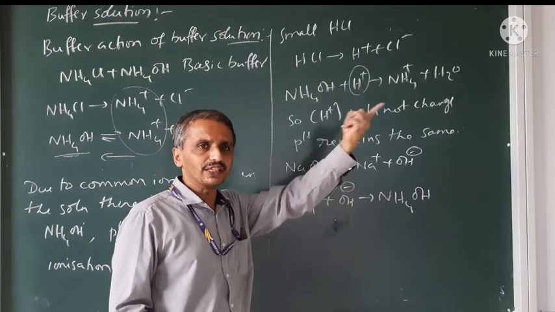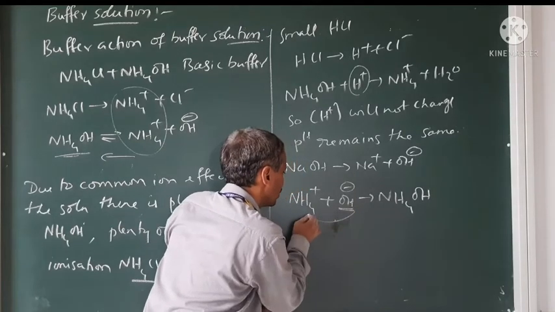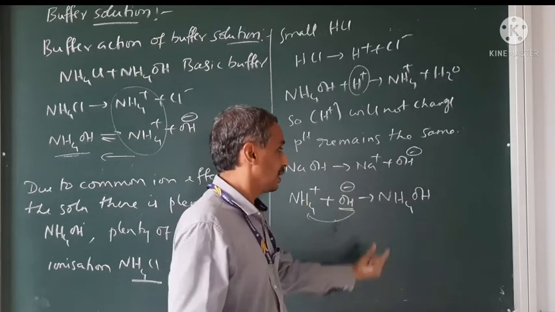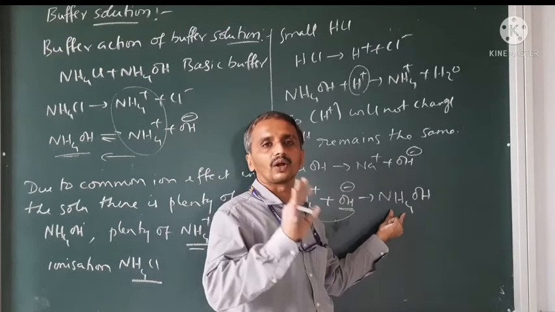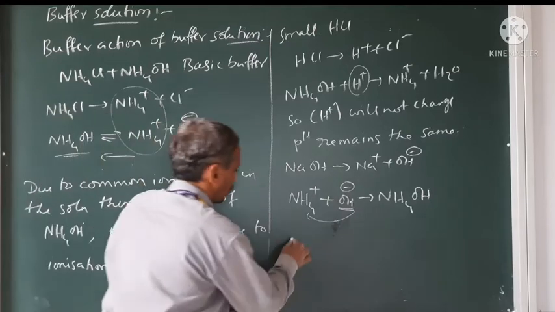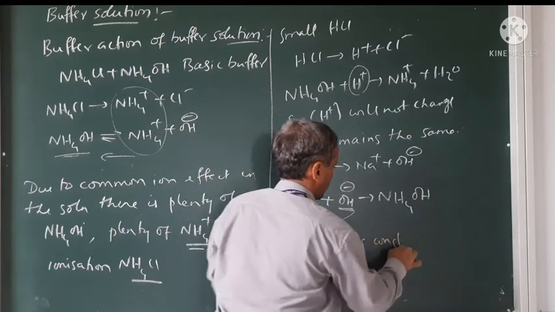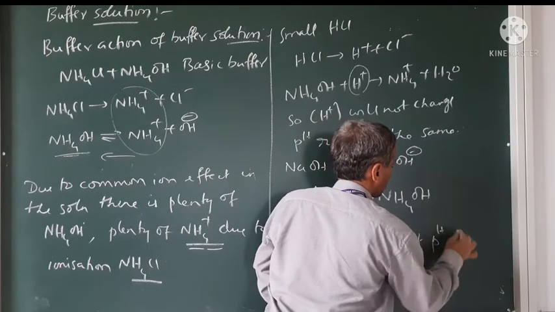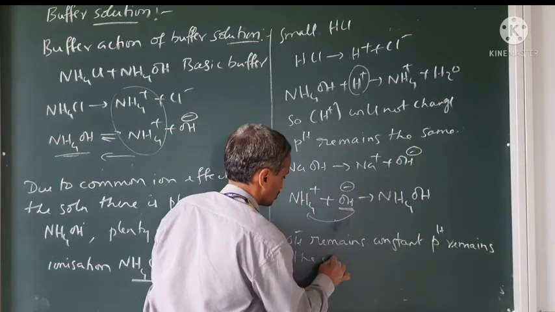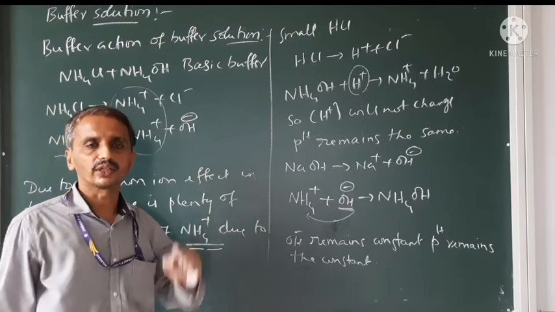See, if the OH minus increases, the pH increases. But as and when the OH minus comes, it will be used for the reaction, which means OH minus remains constant. And remember, the ammonium hydroxide formed cannot further ionize because of the common ion effect. So OH minus remains constant and the pH remains constant. This is how it works. Note it properly. This is how the basic buffer also works.